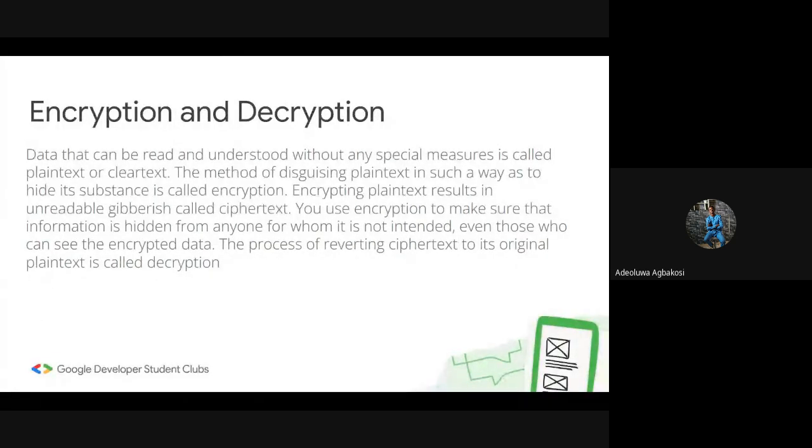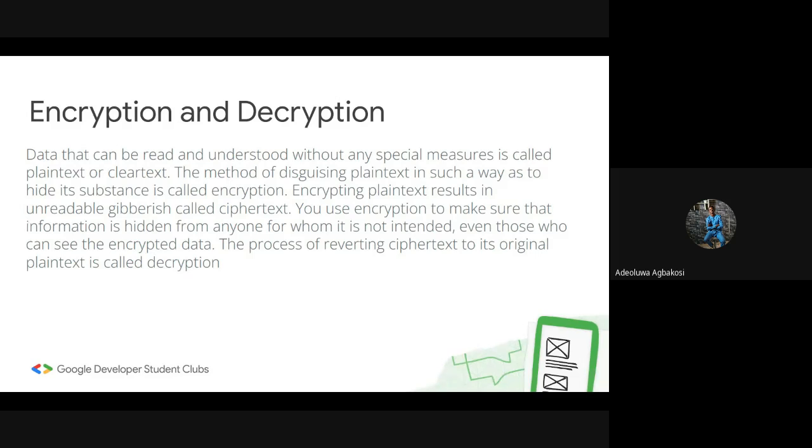Now, let's move on to encryption and decryption. Data that can be read and understood without any special measures is what we refer to as plain text or clear text. I'm going to be making use of plain text for the rest of the class. So, anytime I say plain text, you basically understand that I am referring to data that can be read and understood without the use of any special tools or gadget. So, just your normal, unencrypted data is what we refer to as plain text.